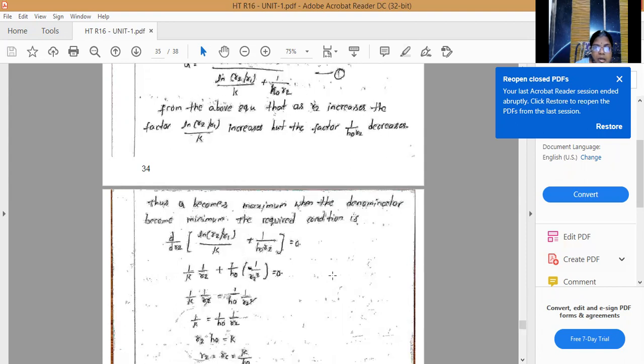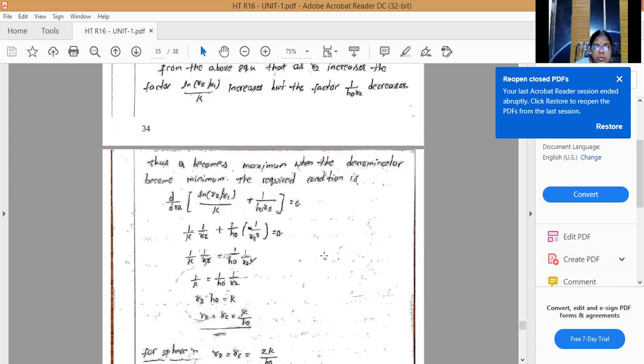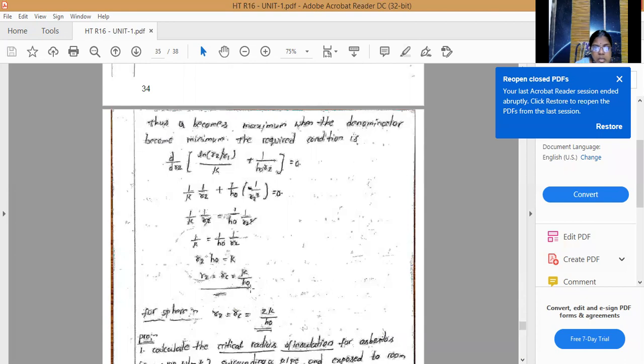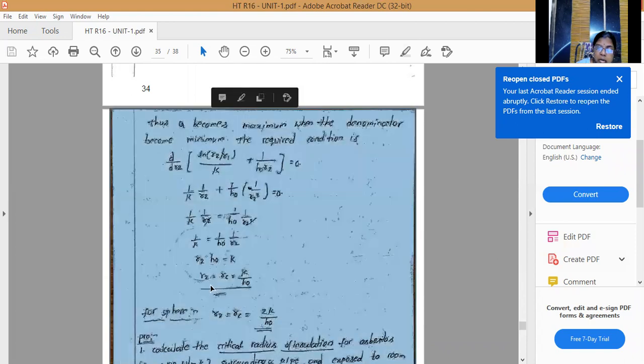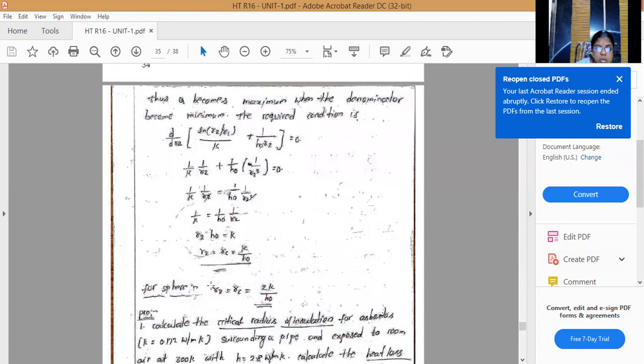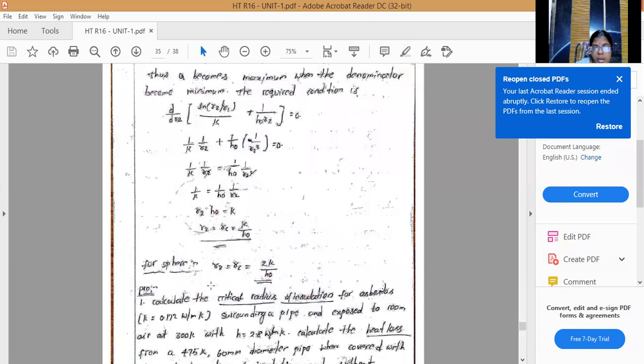So the required condition is to differentiate with respect to R2, since we are increasing the R2 radius. Differentiating with respect to R2, we finally get the critical radius of insulation for a cylinder as K by H naught. This is a very important term. So R2 is nothing but the critical radius of insulation: R2 is equal to RC is equal to K by H naught.